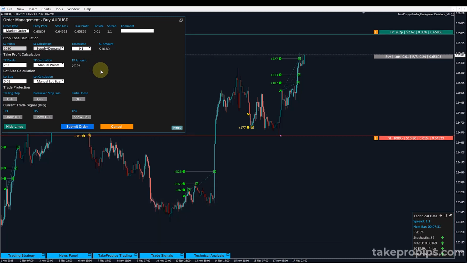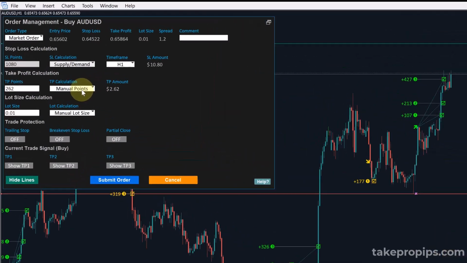By setting your stop loss around these levels, you're using what's happened in the market before to decide where to place your safety net. In this example, we'll pick the supply and demand. Now let's move forward with take profit calculation.